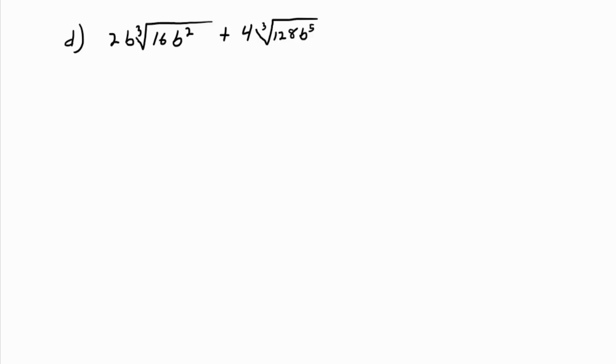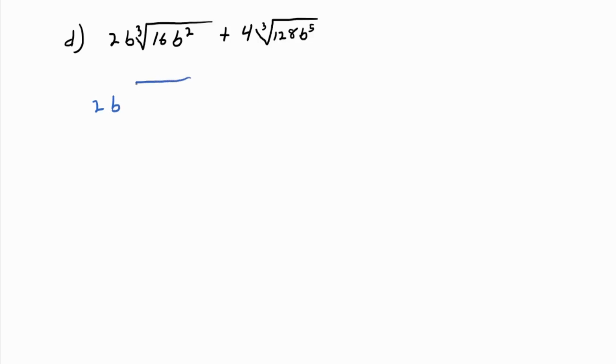So in part D, we have 2b times the cubed root of 16b squared plus 4 times the cubed root of 128b to the fifth. Remember, the directions are to simplify any radical you can. Simplify that first. So let's think about the cubed root of 16b squared. We have a 2 times b on the outside.